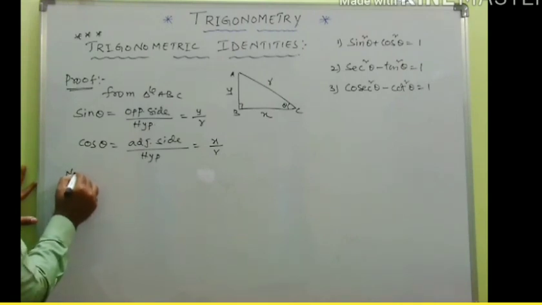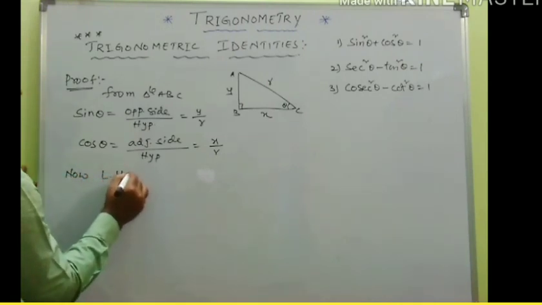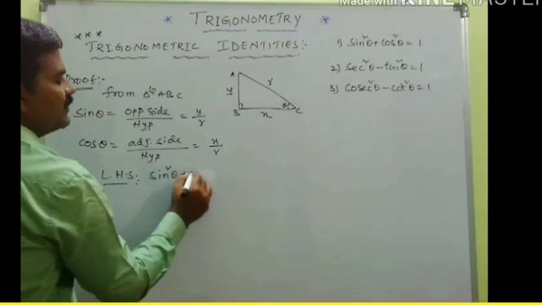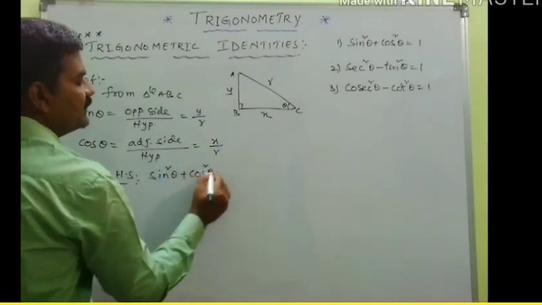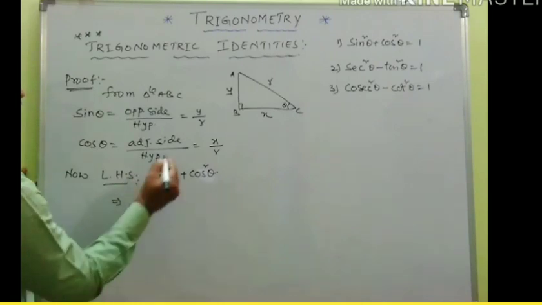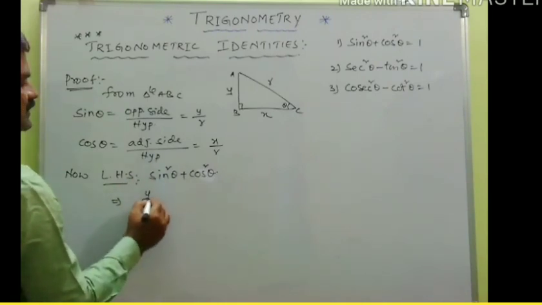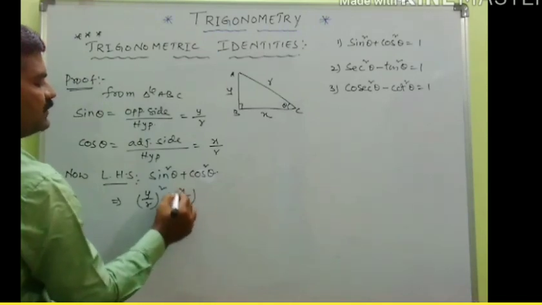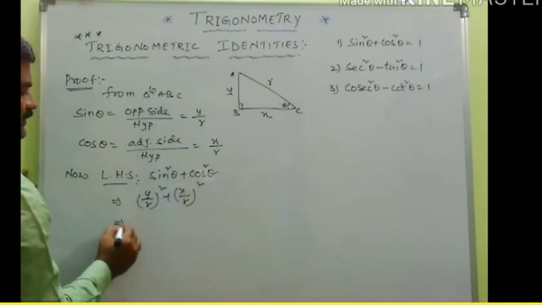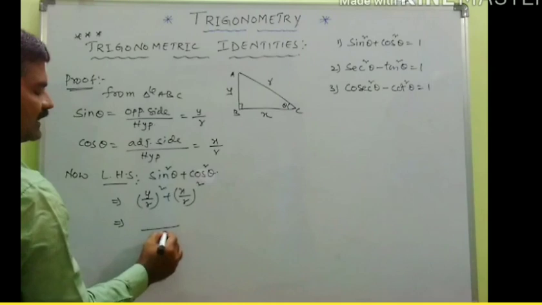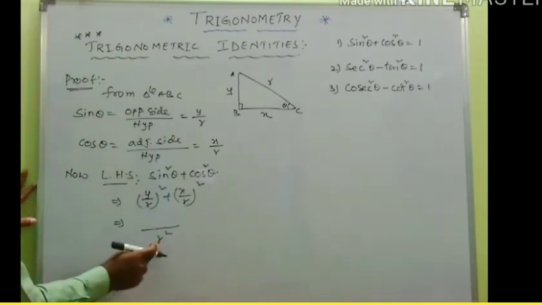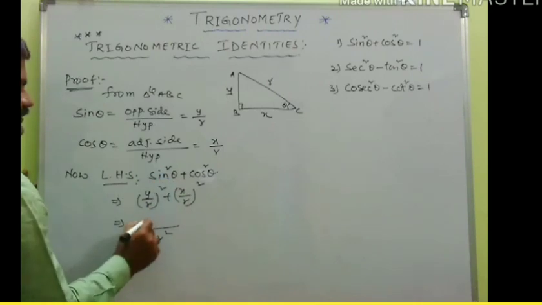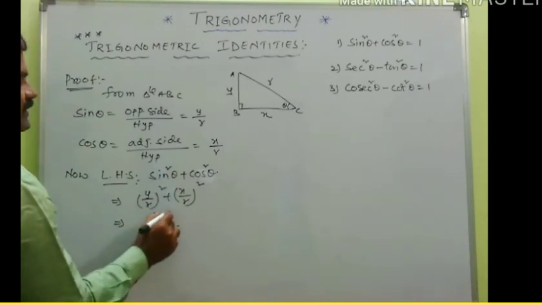So now let me consider LHS, which is sine square theta plus cos square theta. This is what we want to find. What is sine square theta? Y by R whole square plus X by R whole square. The denominator is R square, so LCM is also R square. Then you are going to get Y square plus X square. Let me write X square plus Y square.